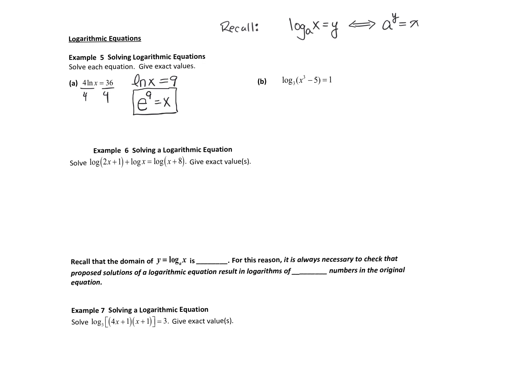For this next example, it's already in this log form. We're just going to convert it to exponential. 3 to the 1st equals x cubed minus 5. Adding 5, we get x cubed is 8, and we get x equals 2.